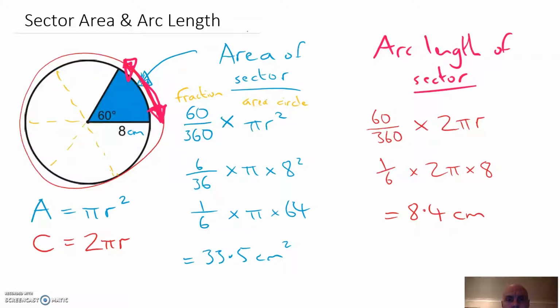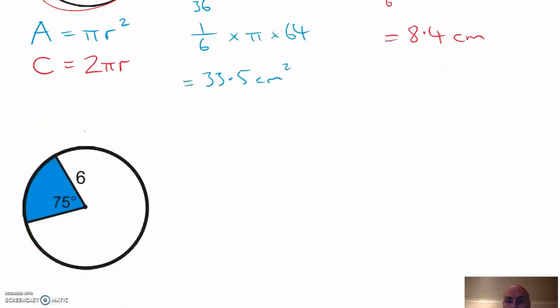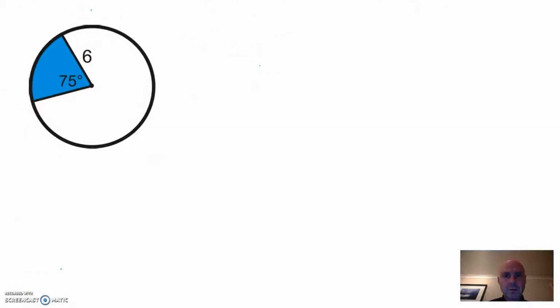Shall we have a go at another one? Oh, I think we should. Okay, let's try this one. So this time our circle's got a radius of 6, and we'll assume it's centimetres. And we've got an angle subtended, if you want to be posh, of 75 degrees. The angle inside that sector is 75 degrees. So we want to know what's the area of that sector. Okay, so the area of the sector.